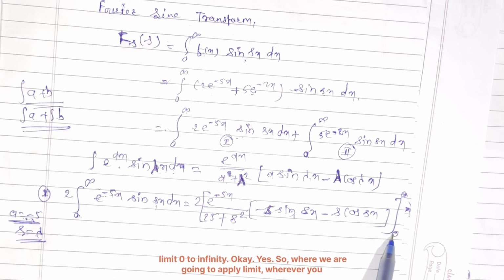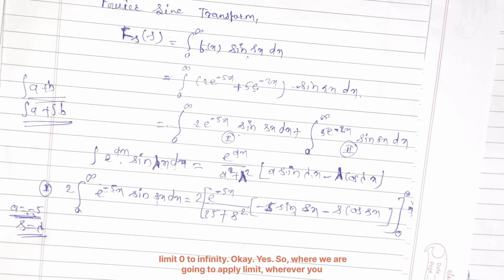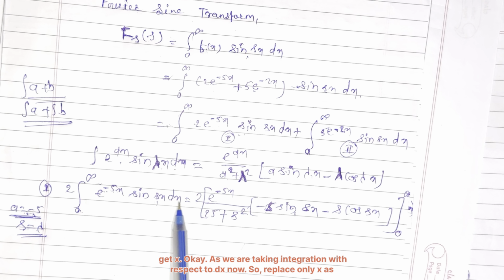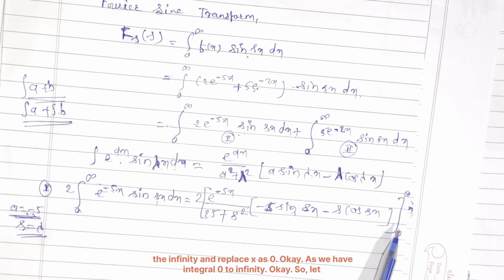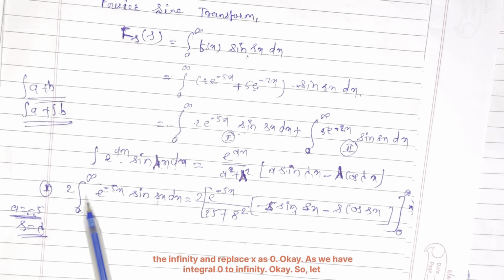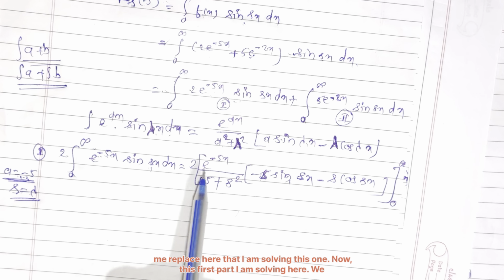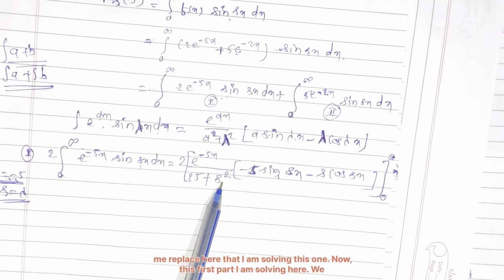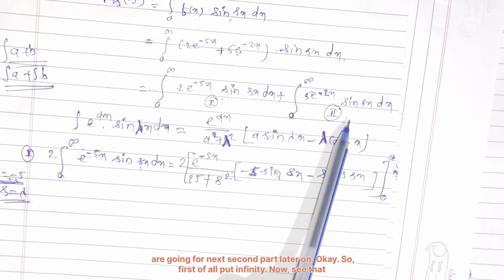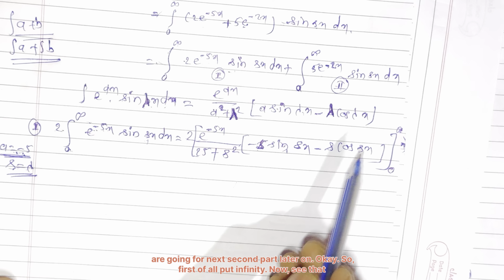So we are going to apply the limit 0 to infinity. Wherever you get x, as we are taking integration with respect to dx, replace x with infinity and x with 0, as we have the integral from 0 to infinity. I am solving the first part here, and we will go for the second part later on. So first of all, put infinity.